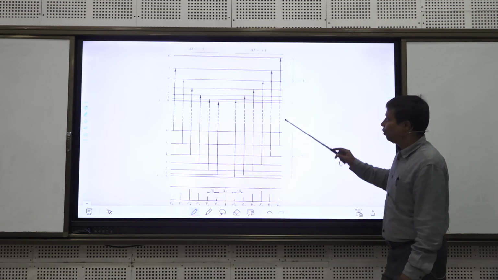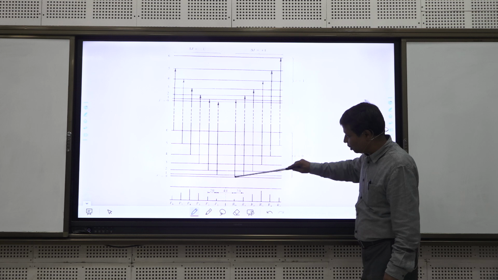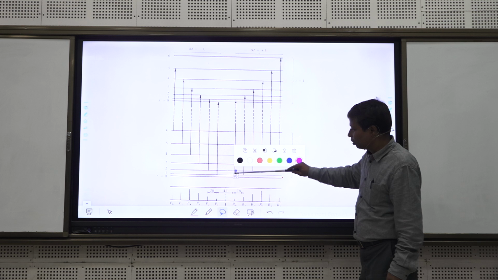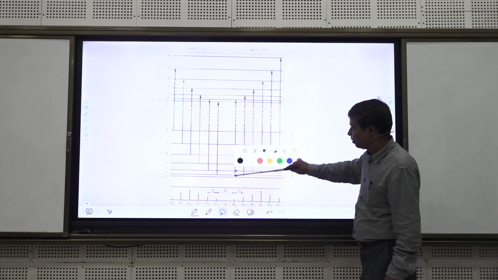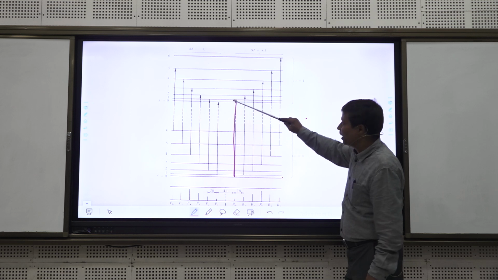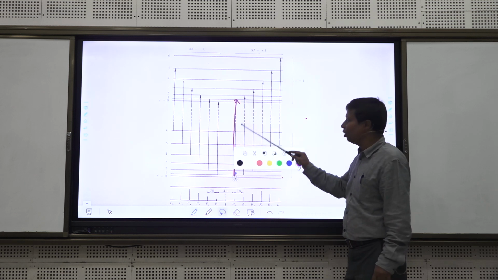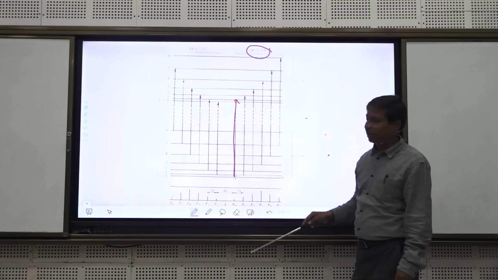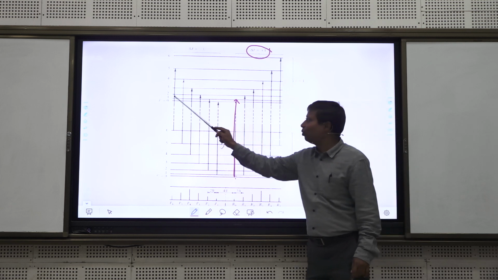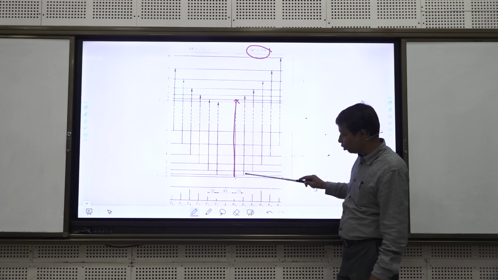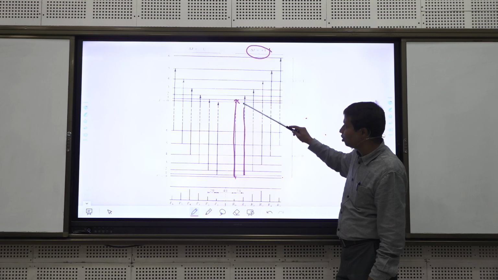Follow wherever I am touching. Now we are in V equal to 0, J equal to 0. From J equal to 0, where can we go? We are following delta J equal to plus 1, so we can go to J equal to 1. Next, we start from J equal to 1, so we go to J equal to 2.